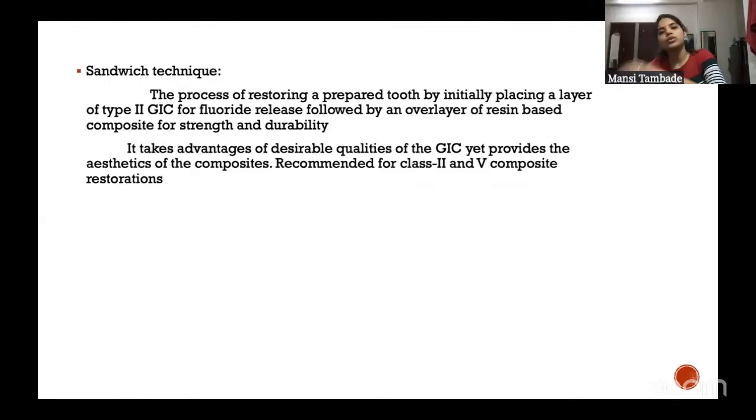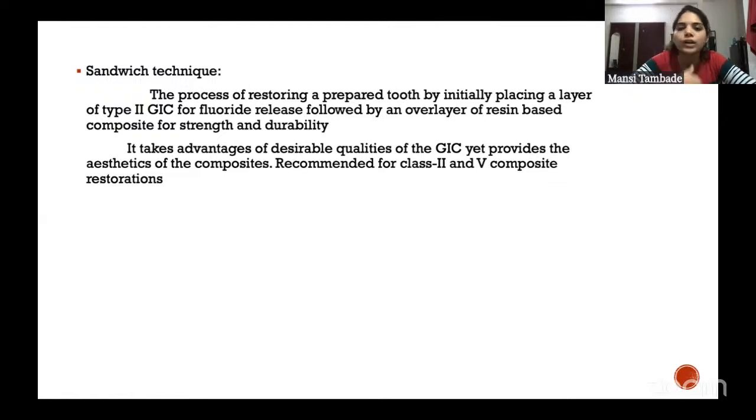Then this is one of the questions asked in previous year questions, as I have seen. The sandwich technique: the process of restoring a prepared tooth by initially placing a layer of type 2 GIC, that is a restorative one, for fluoride release, followed by an overlayer of resin-based composite for strength and durability. It takes advantage of the desirable qualities of GIC, yet provides the aesthetics of composite, recommended for class 2 and class 5 restorations. So this is the sandwich technique.